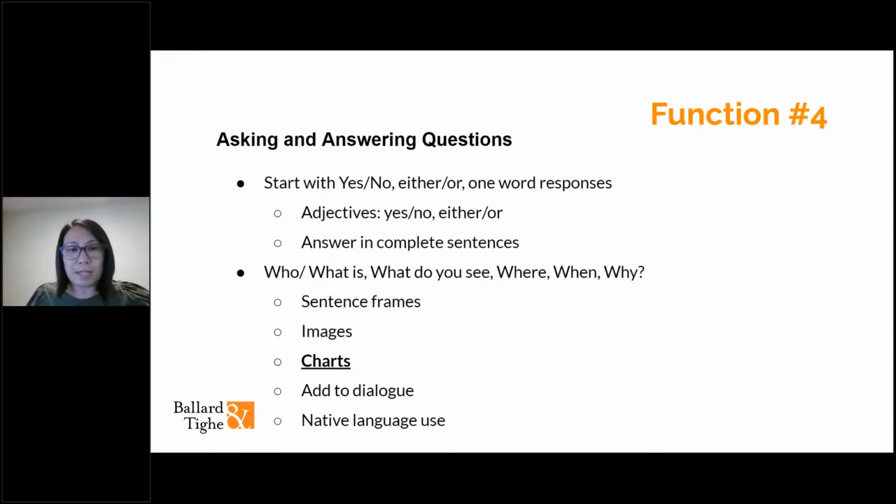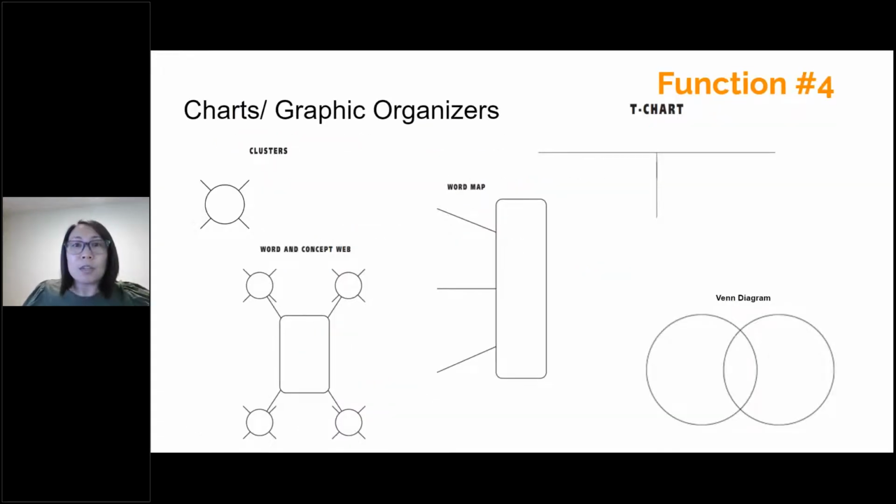So when you ask a who, what, where, when, why question on the next slide, you'll see a whole bunch of different kinds of charts. So you can brainstorm, word map, cluster, word and content web. I mean, these are called so many different things, brainstorming bubbles, whatever you want to call it. But when you ask and answer questions, have them put their ideas in some kind of graphic organizer.